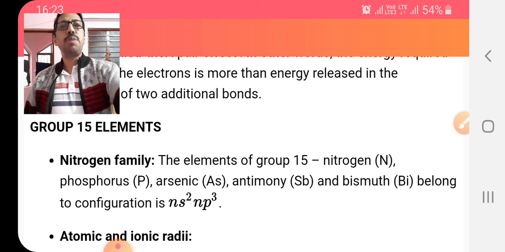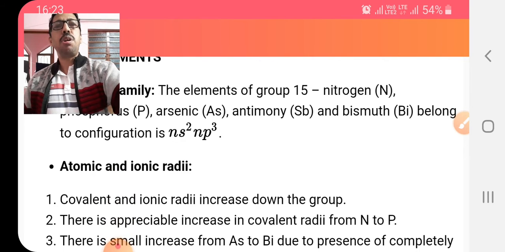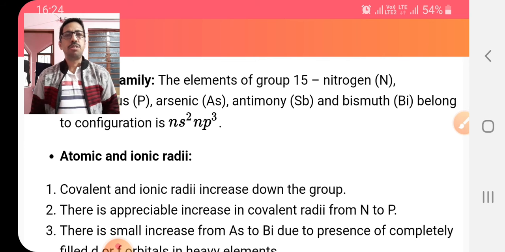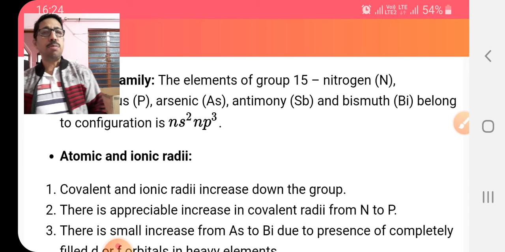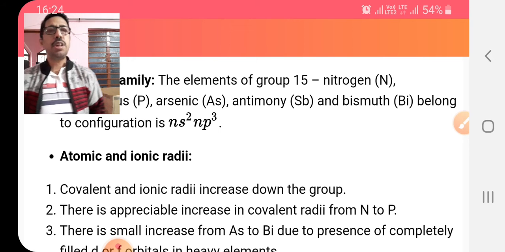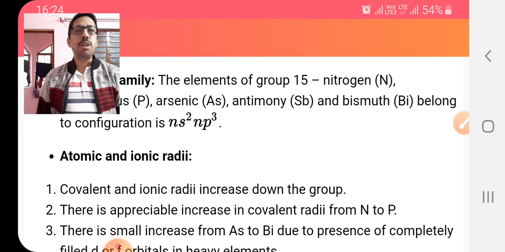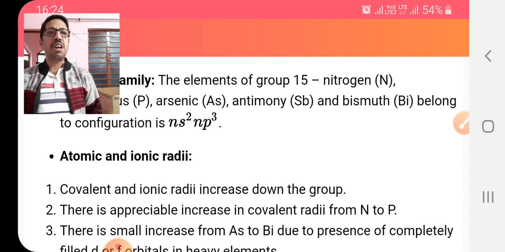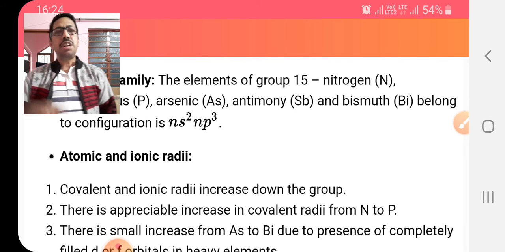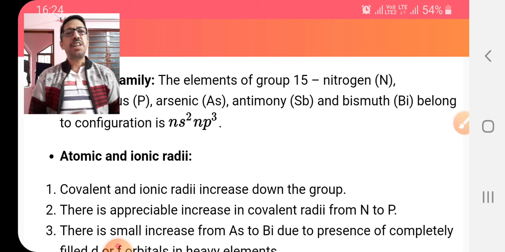Now the next topic, periodic trends of group 15 elements. Periodic trends in terms of properties of group 15 elements. The first property is atomic and ionic radii. Point number 1, covalent and ionic radii increase down the group. Why is there an increment in the value of covalent and ionic radii?